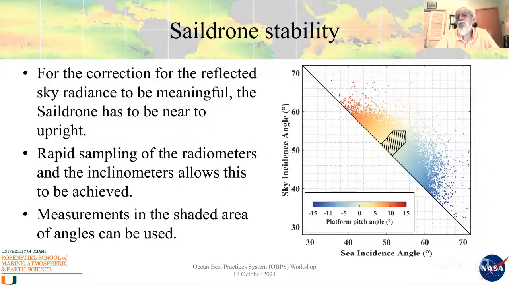One of the big issues with doing radiometry from sail drones is the stability of the vehicle. And Chong used radiative transfer modeling to determine the acceptable range of pitch and roll angles for a good retrieval of skin temperature from the radiometers, and that is only within that shaded area here. All other data have to be discarded because the sky reflection measurement is not appropriate for the correction of the sky emission reflected at the surface before it gets into the sea viewing radiometer.